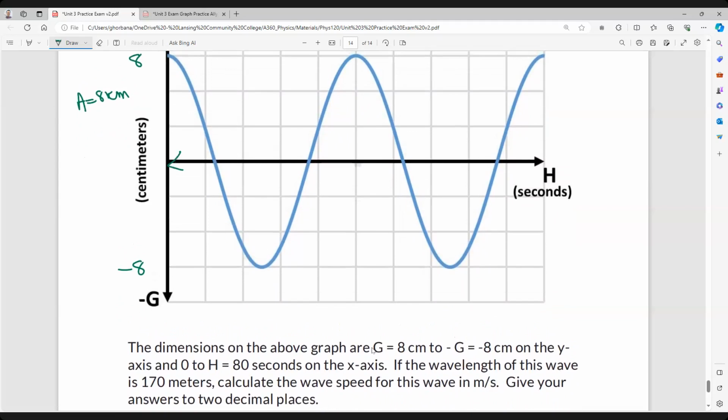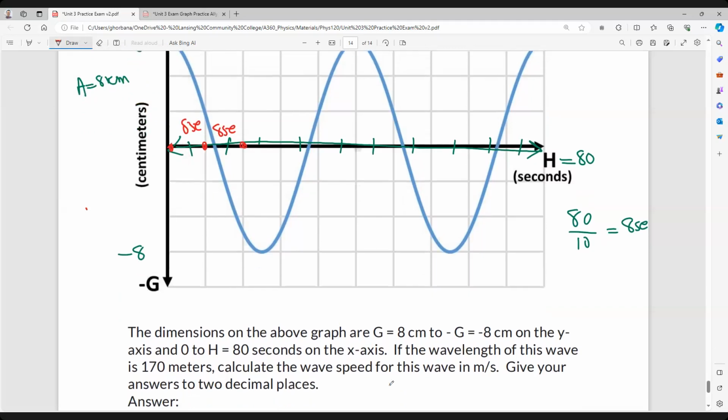So again, from here to here is 80. I start counting 1, 2, 3, 4, 5, 6, 7, 8, 9, 10 again. 80 divided by 10 is going to be 8 seconds. What does it mean again? From here to here is 8 seconds. Good. Each unit representing 8 seconds.